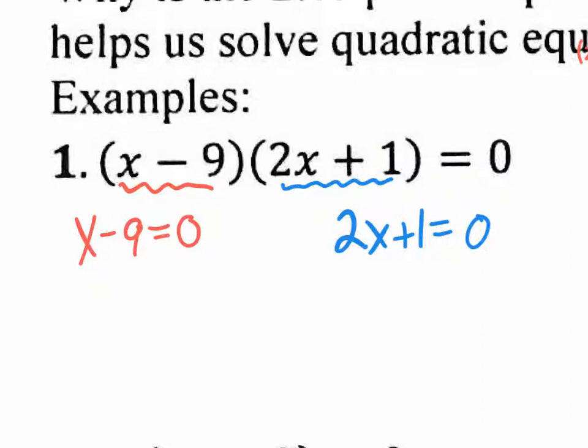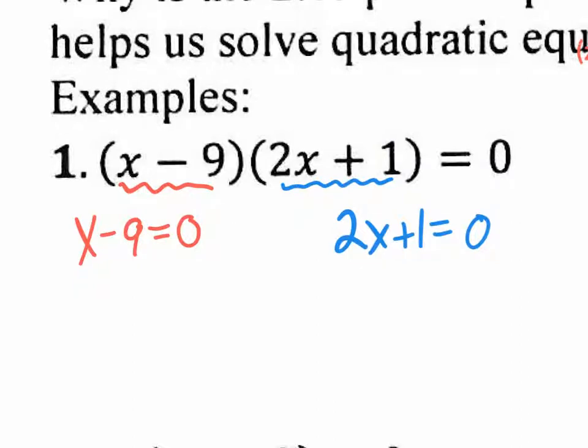This is applying the zero product property. What did I just do? I recognized, hey, I have something times something, and the answer is 0. The zero product property allows me to separate them and create two simple equations, each set equal to 0.